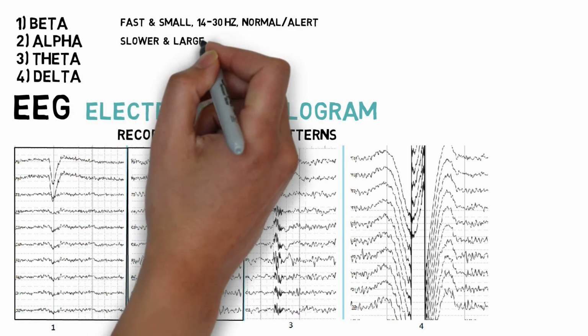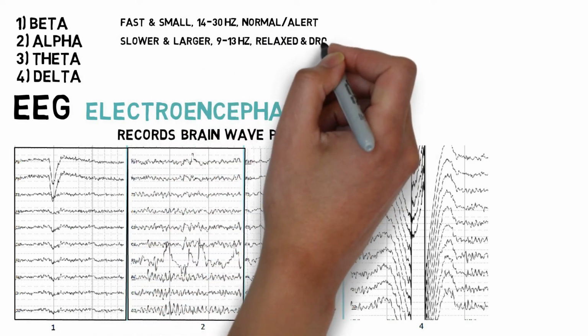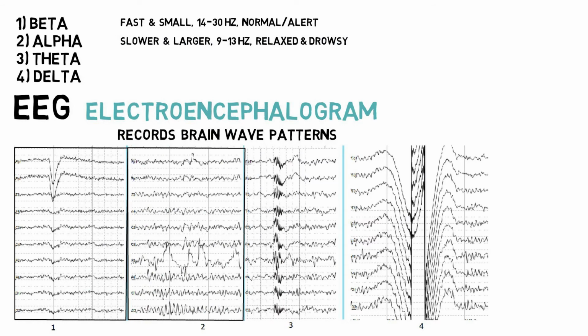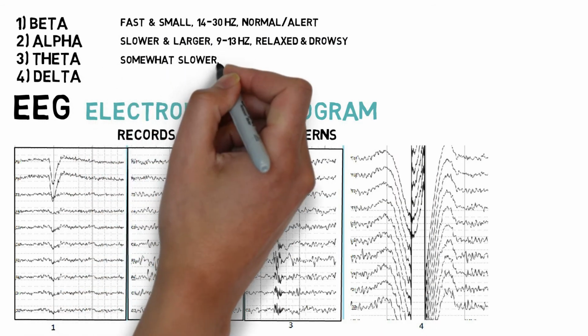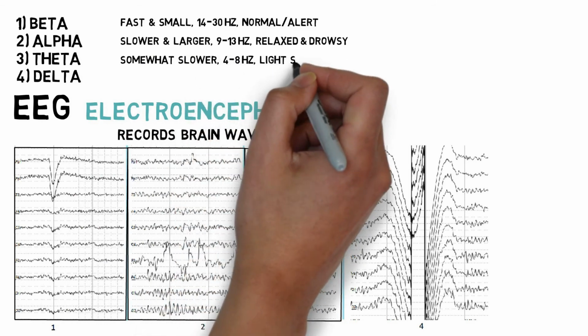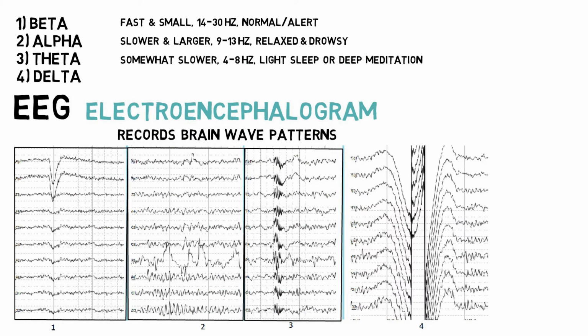It is 9 to 13 Hz and is seen when a person is relaxed both mentally and physically but might be drowsy. The theta wave is next, somewhat slower, at 4 to 8 Hz. Here the person has reduced consciousness and is considered in light sleep or deep meditation.